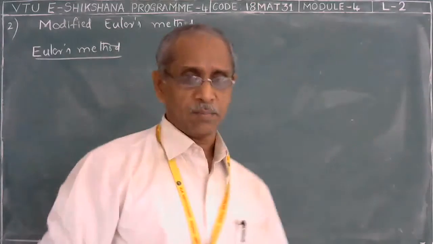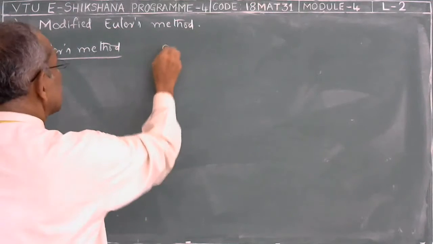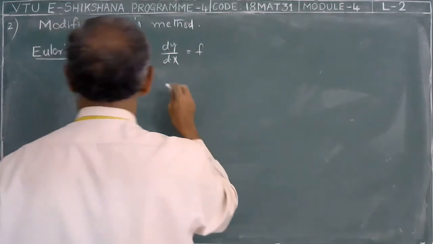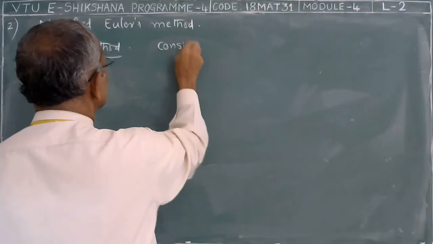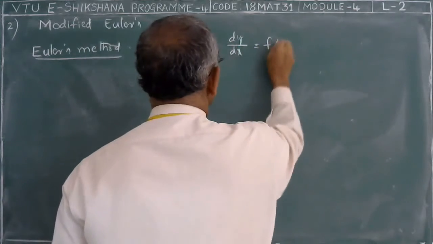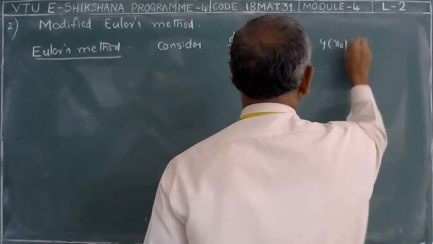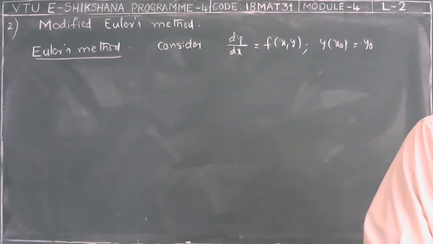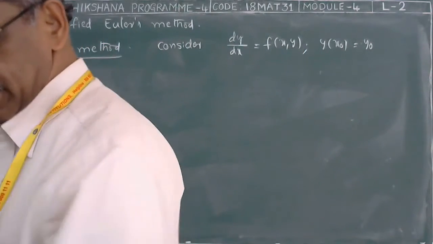All these methods are prescribed to solve, in your particular course, the differential equation of first order with given initial condition. So consider dy by dx is equal to f of x comma y with given initial condition y is equal to y naught at x is equal to x naught.